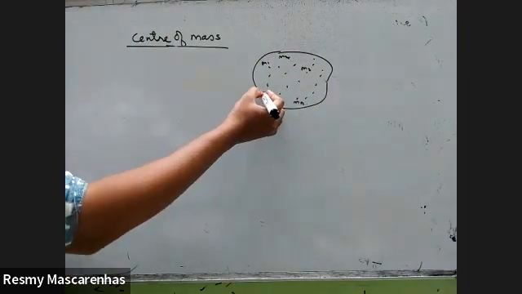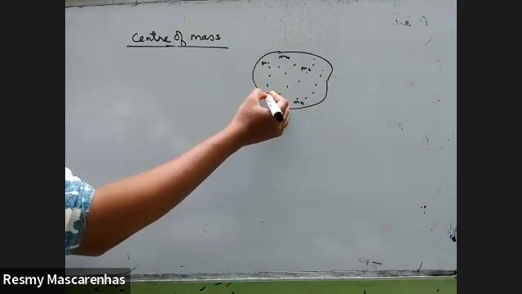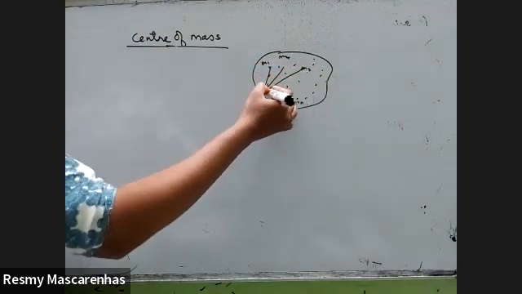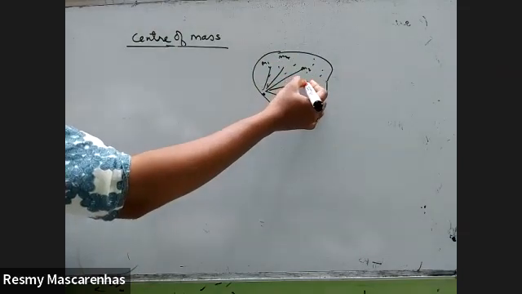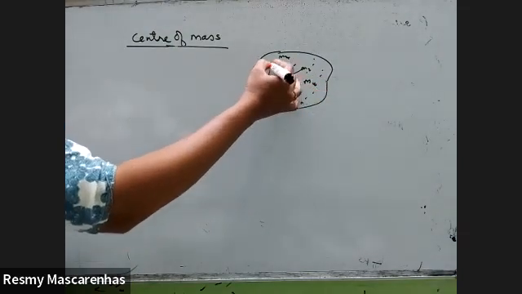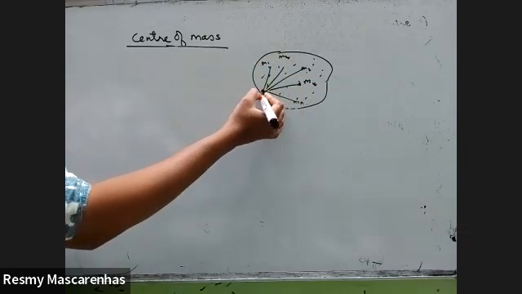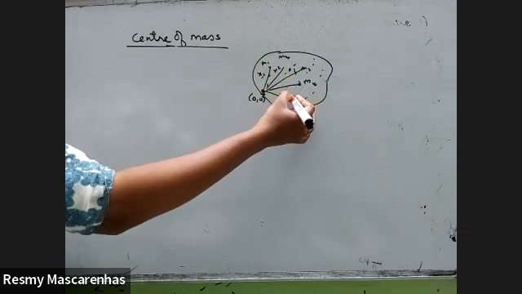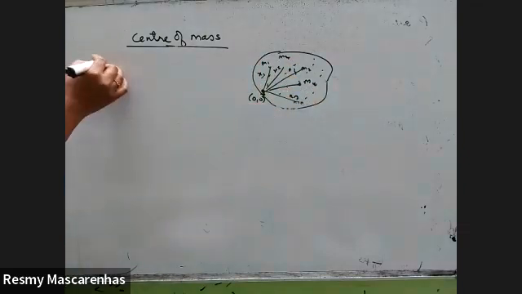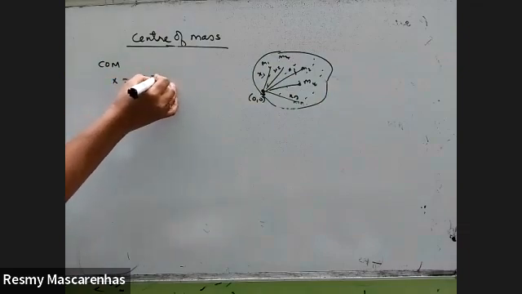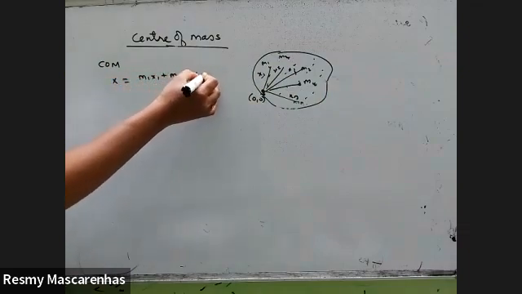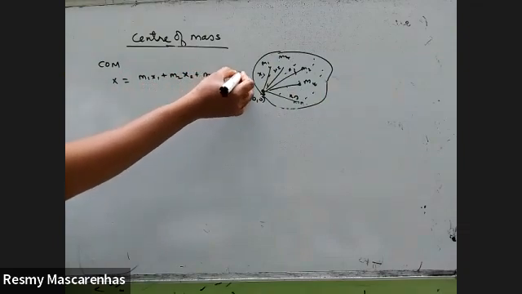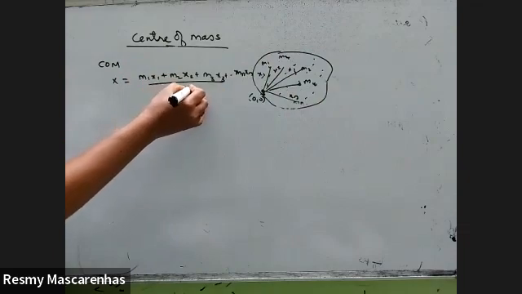Suppose we are taking any one reference at the origin. With every particle you can always calculate the distances from a reference point. This is always considered as 0, then x1, x2, x3 up till xn. The center of mass x was m1 x1, m2 x2, m3 x3 and so on up till mn xn, upon the total mass.